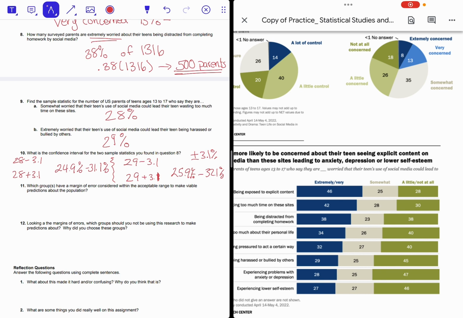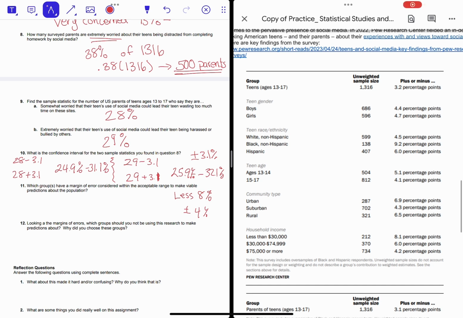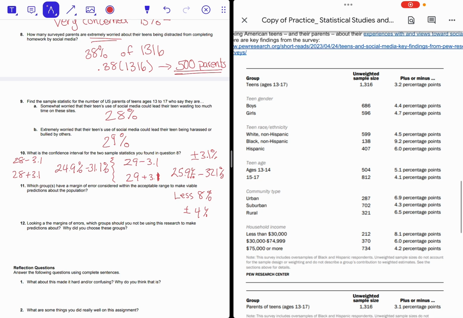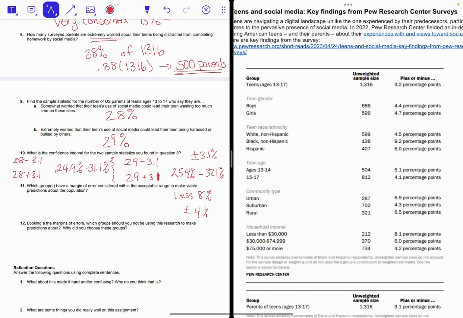And so remember, acceptable range sort of means we want a total range of less than 8, preferably, which would mean that the plus or minus would be plus or minus 4 or less. Well, if I go and look at these margins of error, all of them are pretty high. The only ones that are under 4 are the overall teen one and the overall parent one, which is why when you actually look at this article, you'll notice that most of the conclusions go for the whole group and they don't break it up much by subgroups.